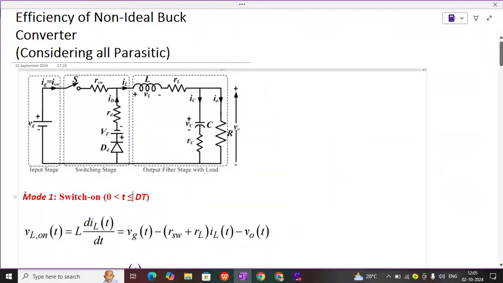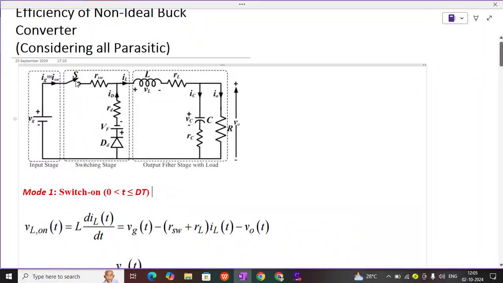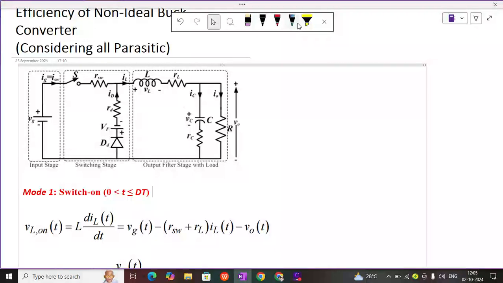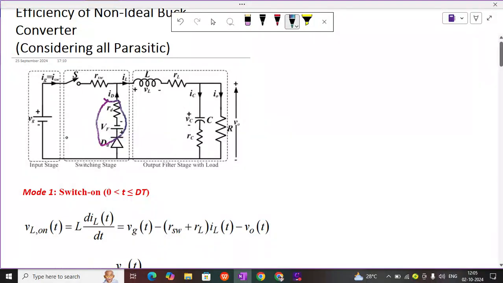The first step is mode 1, from 0 to DT, when the switch is turned on. What will happen when the switch is turned on? This particular branch, the diode branch, will be off. This is not there, so my circuit path will be like this. Okay, so this is my circuit path.